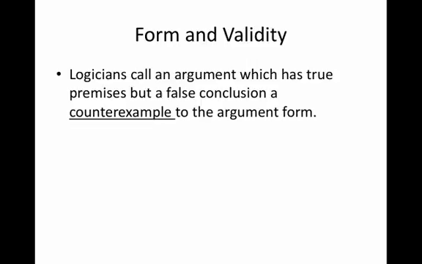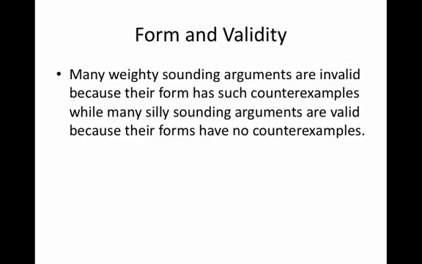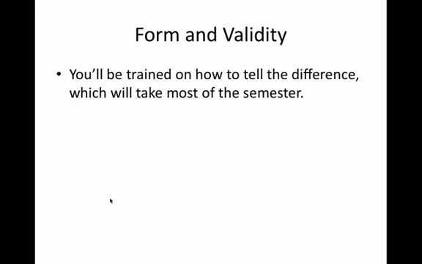When you have an argument that has true premises and a false conclusion, logicians call that a counterexample to the argument form. Many weighty-sounding arguments are invalid, by the way, because their form has counterexamples. And many silly-sounding arguments are actually valid because their forms have no counterexamples. You'll be trained on how to tell the difference, which will take most of the semester.